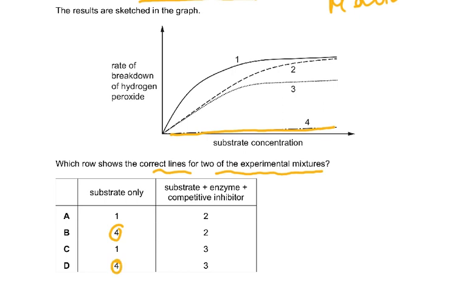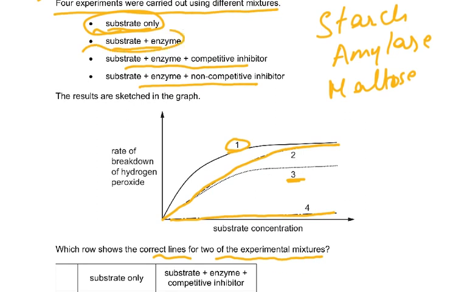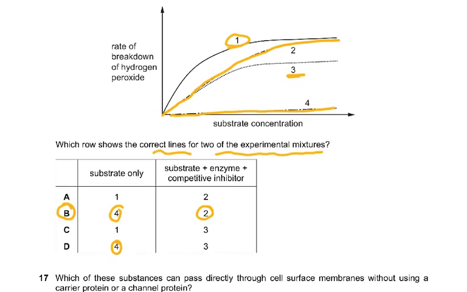Then which is substrate, enzyme and competitive inhibitor? This would be the one which is slower than the original, but then it finally reaches the mark. So that would be 2. That is why the answer is B. 3 would be a non-competitive inhibitor, and 1 would be just substrate and enzyme, but they didn't ask you this. So 1 would be just substrate and enzyme, 3 would be substrate, enzyme and non-competitive inhibitor, and 2 would be substrate, enzyme and competitive inhibitor.